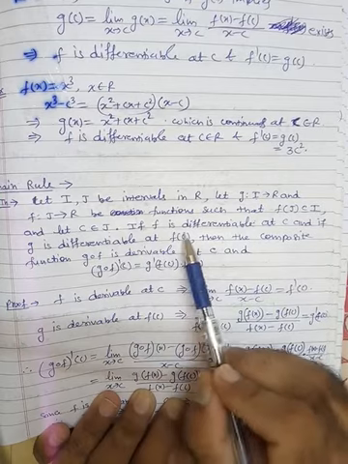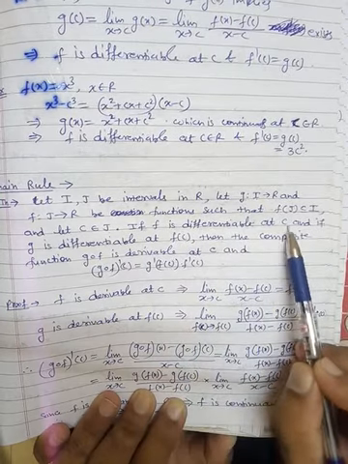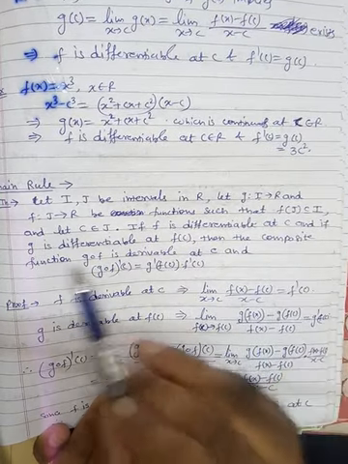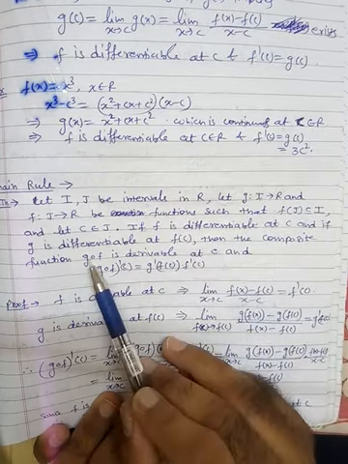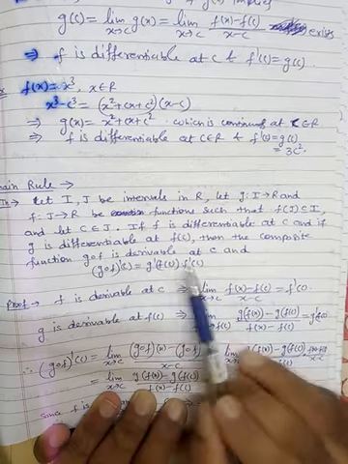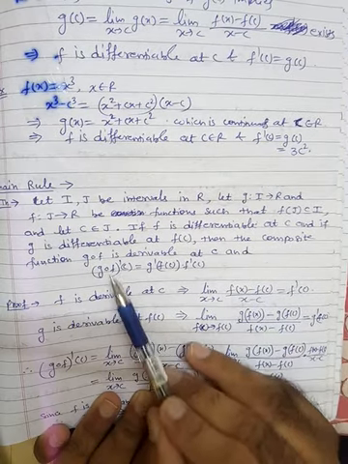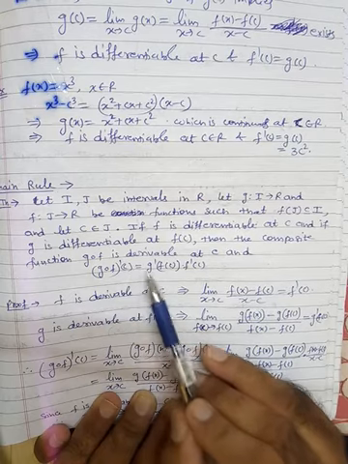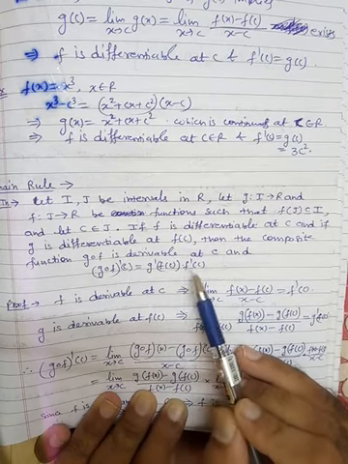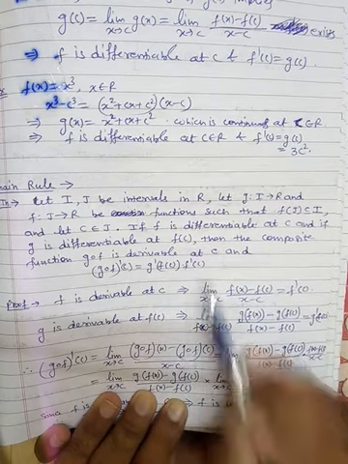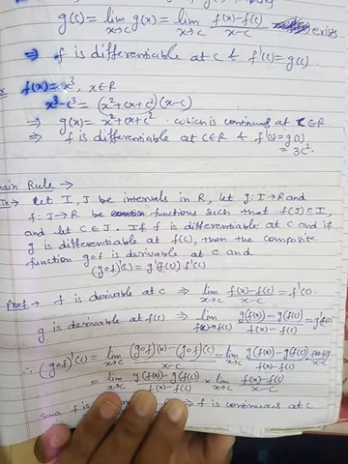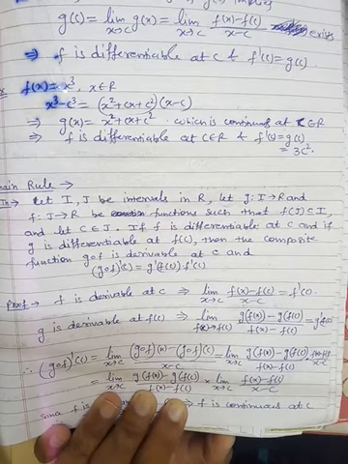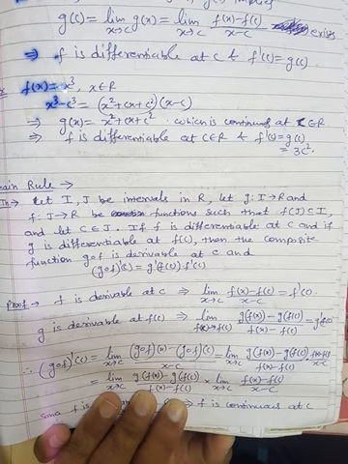If F is differentiable at C, and if G is differentiable at F of C, then the composite function G o F is derivable at C, and the derivative of G o F at the point C is equal to G dash F of C multiplied by F dash C. So this is the chain rule, and you have used it to differentiate various functions. Fine. Here we will prove this.